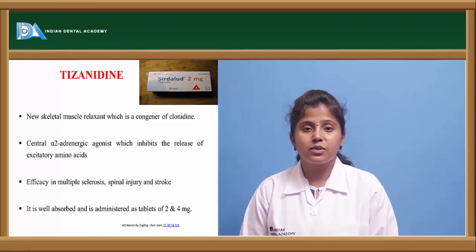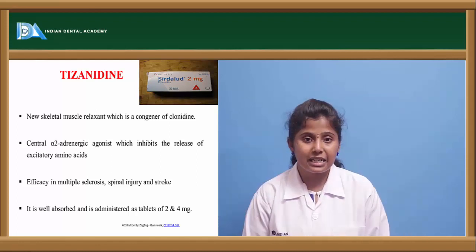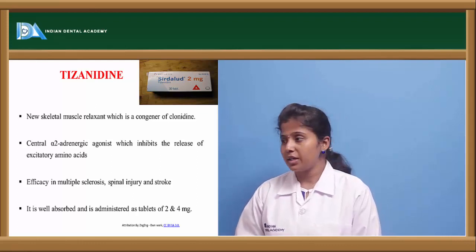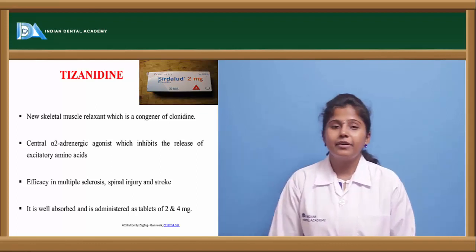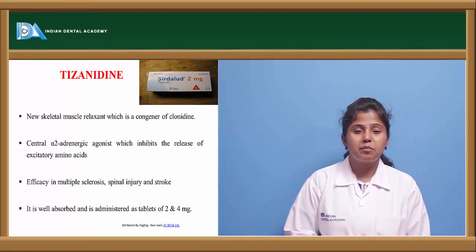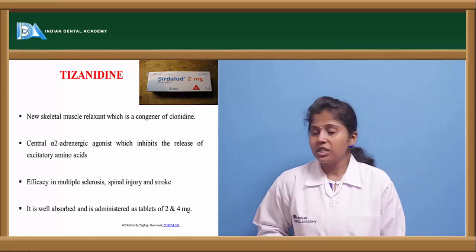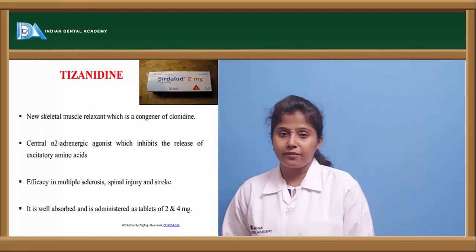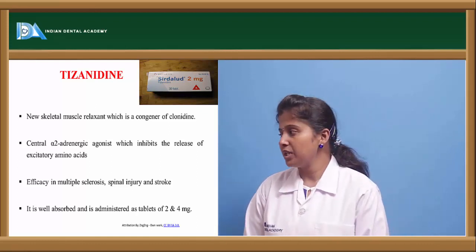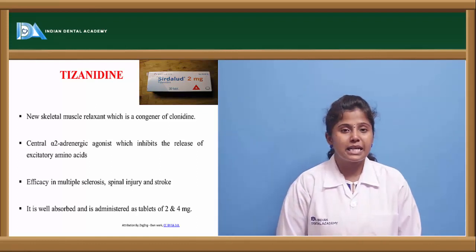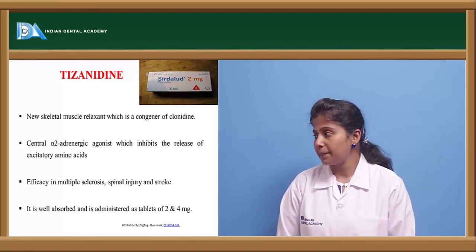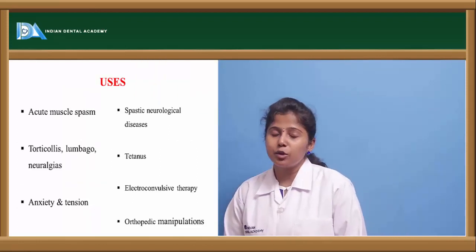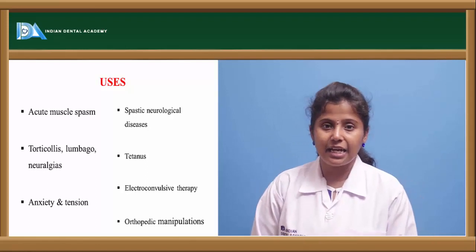The amino acids which are responsible for the excitatory reaction can be inhibited by this drug, and it can be used in multiple sclerosis, spinal injury and stroke. It is well absorbed when given orally, and it is administered in the form of tablets at a dose of 2 to 4 mg. Let us see the uses of these centrally acting skeletal muscle relaxants.